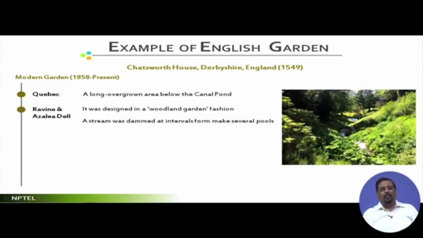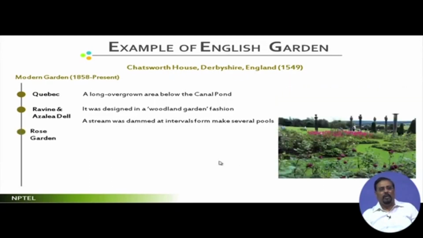Ravine and Azalea Dale. Ravines, essentially, what is a ravine? A ravine is basically a larger channel which carries water from the regions and ultimately leads to the river. Ravines are a natural phenomenon, a geomorphological result. But here they have deliberately created the ravines to give a natural look. All these are experimentations worth mentioning.